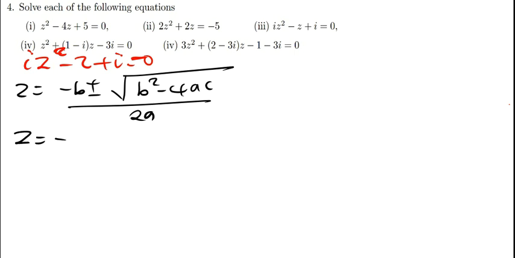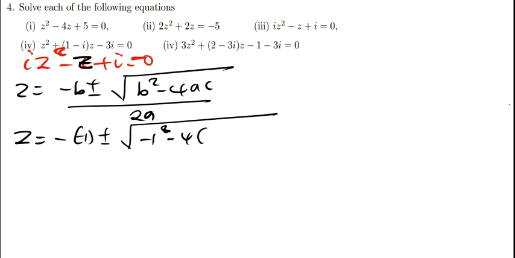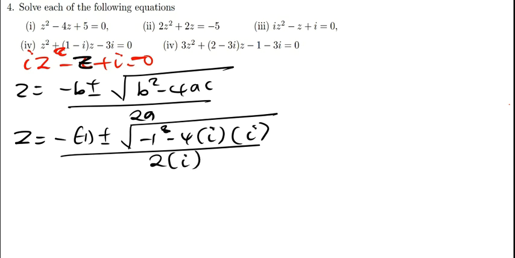z will be equal to negative, what is our b? Our b is negative 1. This is negative z, so it's negative 1, plus or minus the square root of, since that is also negative 1, it's going to be negative 1 squared minus 4. My a is i. In that case, we have been given that a is i there. Then my c is also i. Okay, I divide this by 2. My a is also i. I'll put i down there.